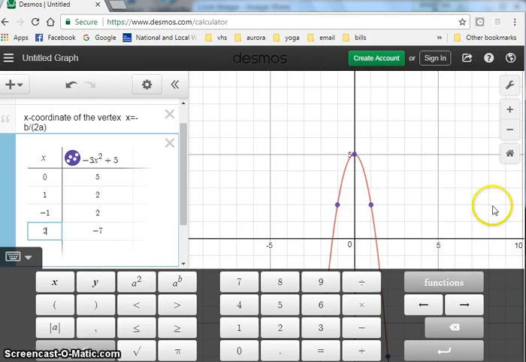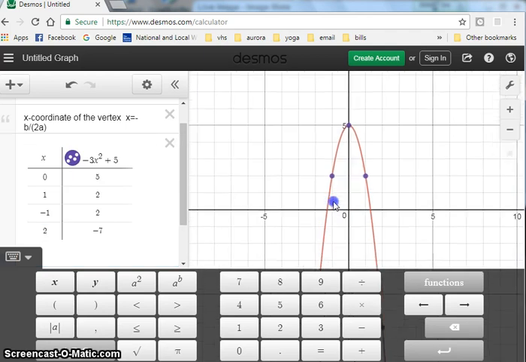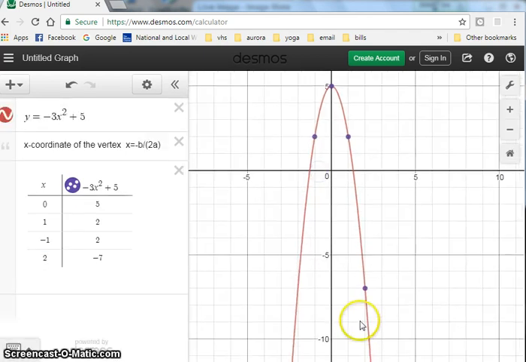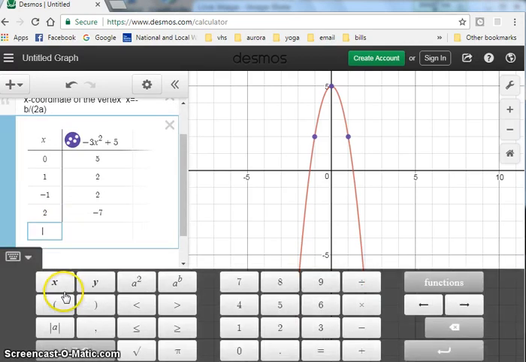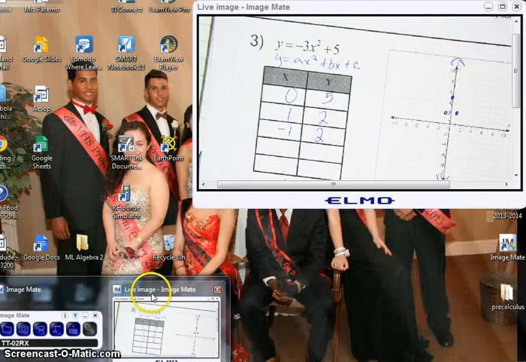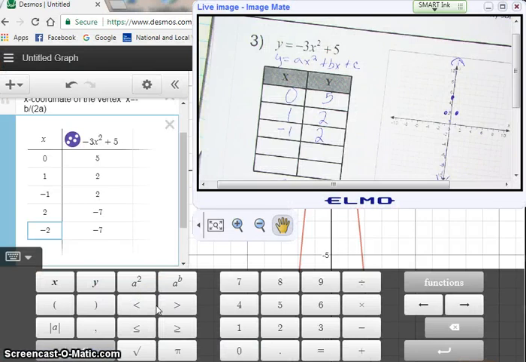Let's drag the graph up a little bit so I can see it. There it is, 2, negative 7. That is 2 away from the axis of symmetry. If I go 2 more on the other side, I have negative 2. Let's get that one too, and make sure that also gives me a negative 7. Let's put that on the paper: 2, negative 7 and negative 2, negative 7.